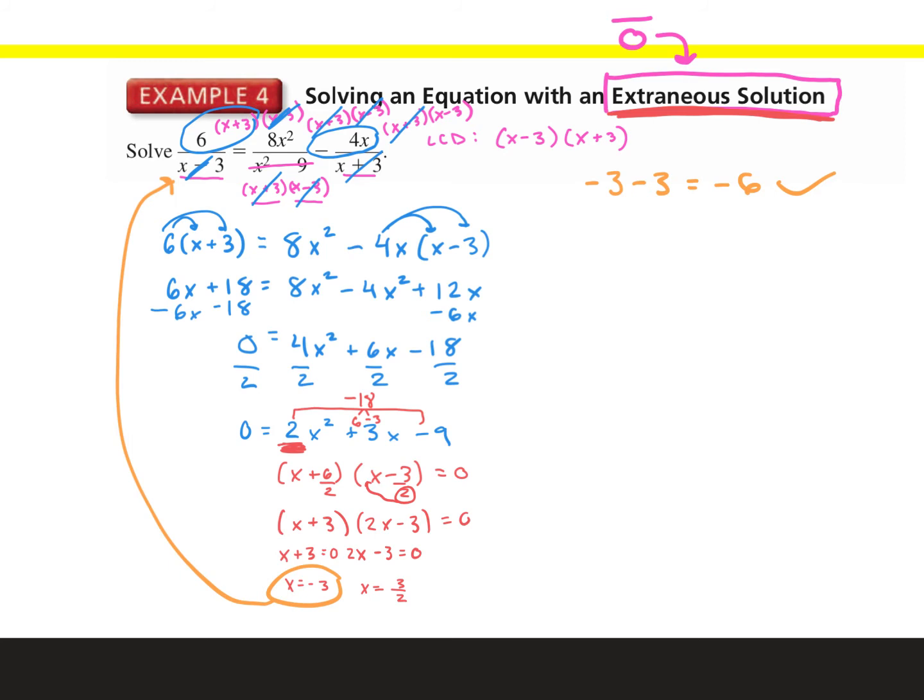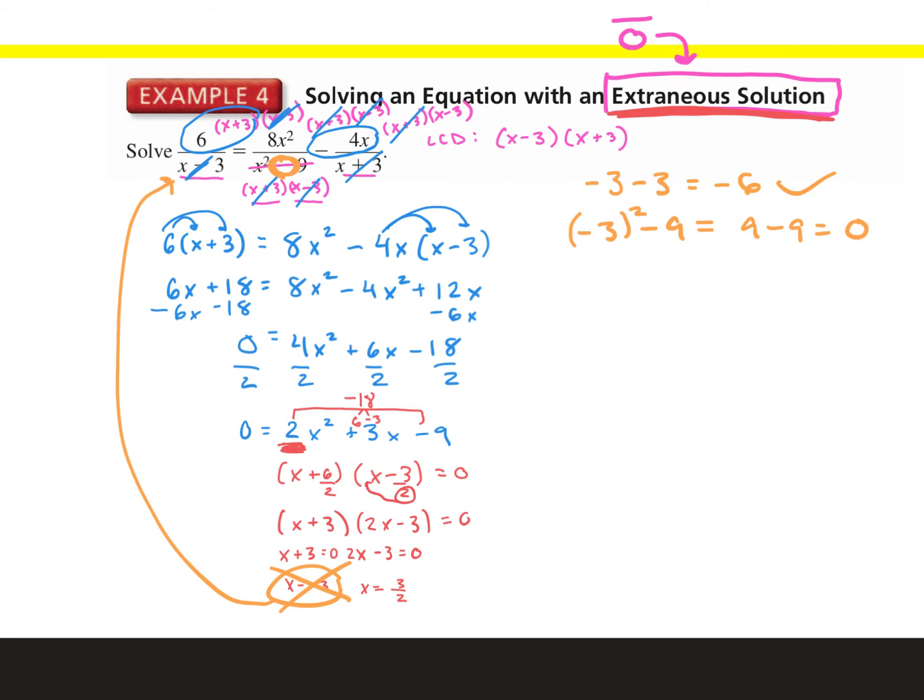So then we want to plug it into the next denominator, so we have x squared minus 9, so this would be negative 3 squared minus 9. Negative 3 squared is 9, and 9 minus 9 is 0. That's where we have a problem because we can't get 0 in the denominator. So this would not work. That is an extraneous solution.